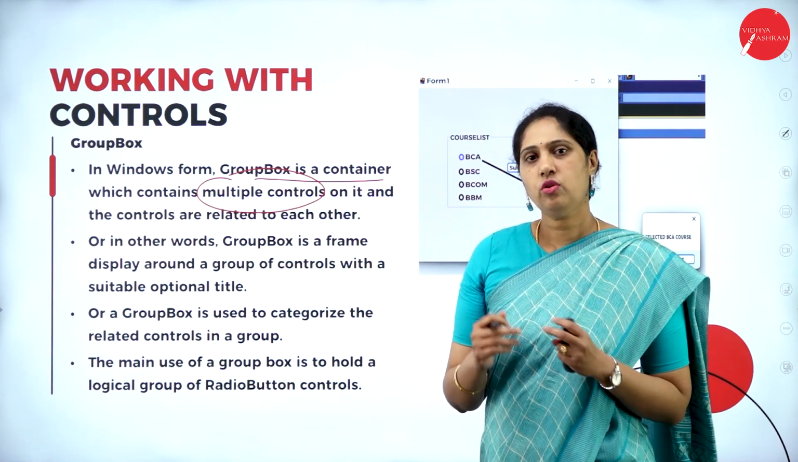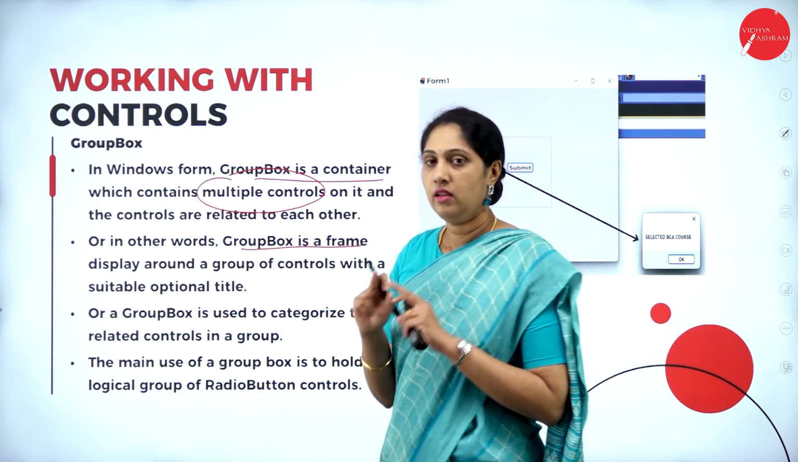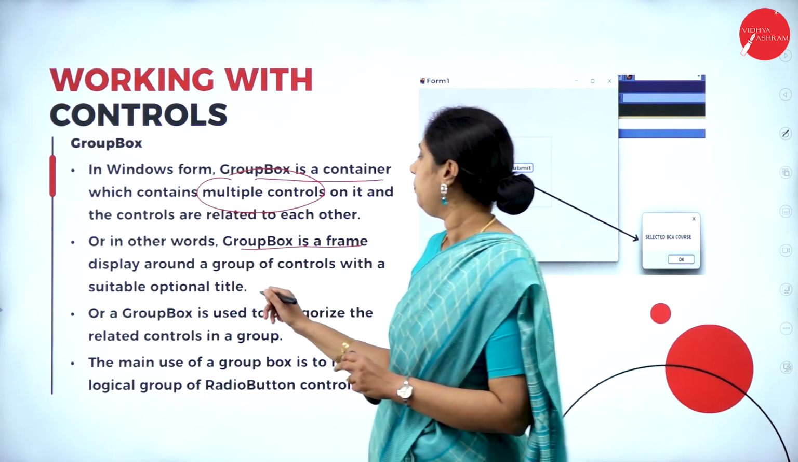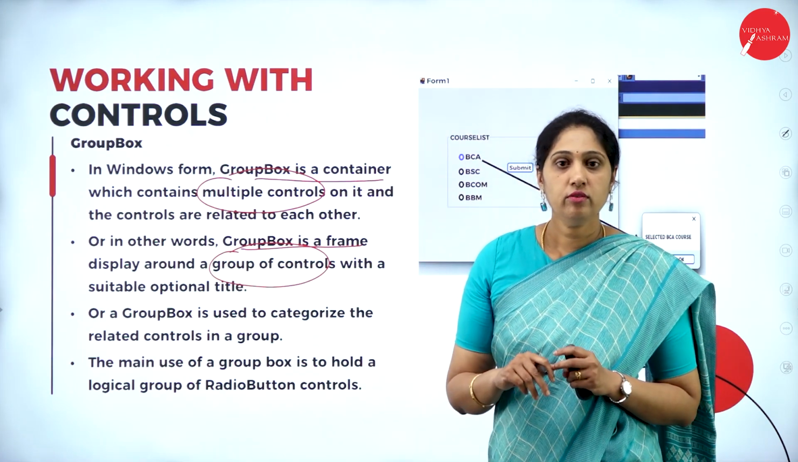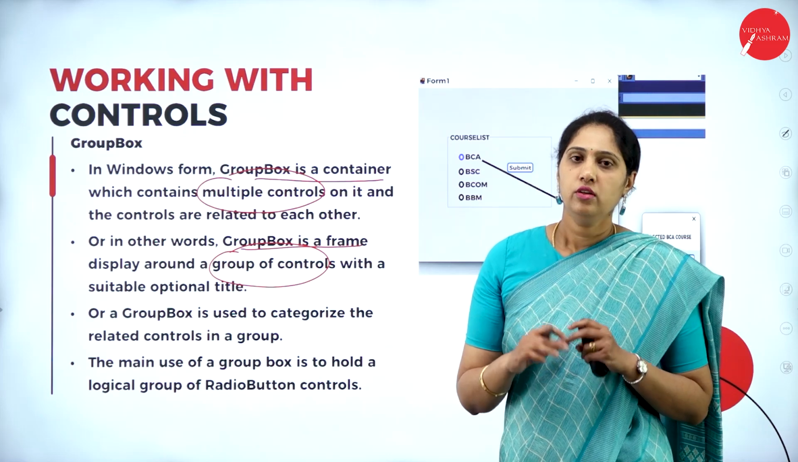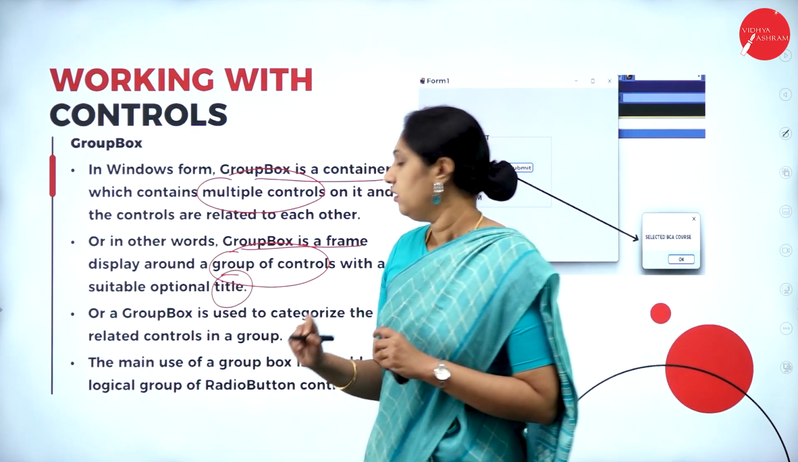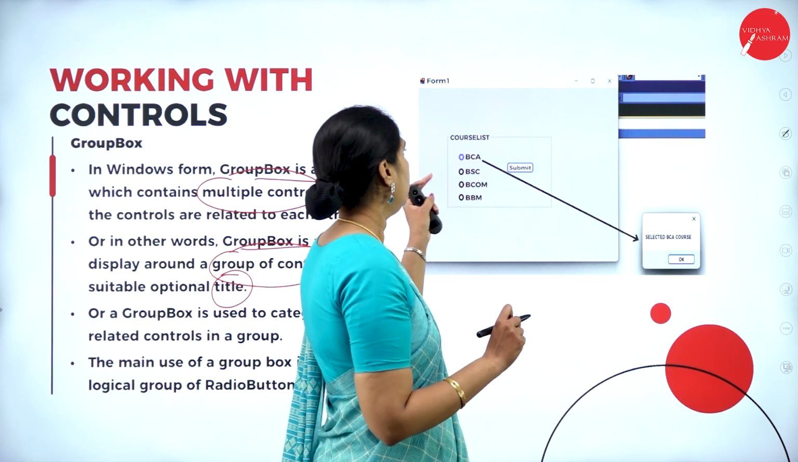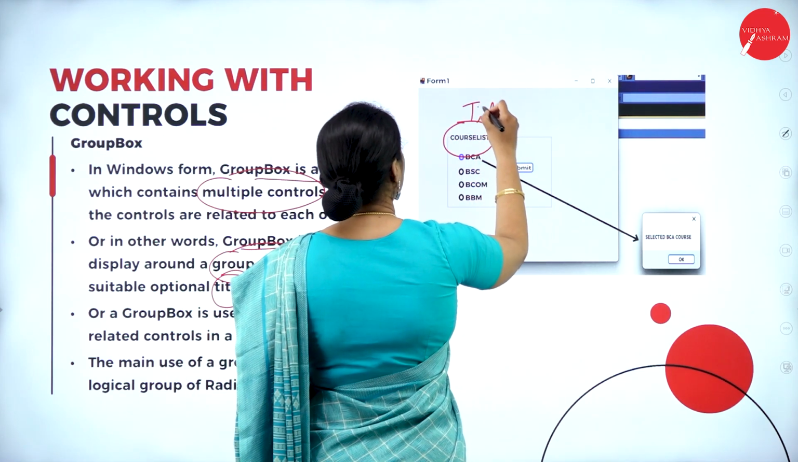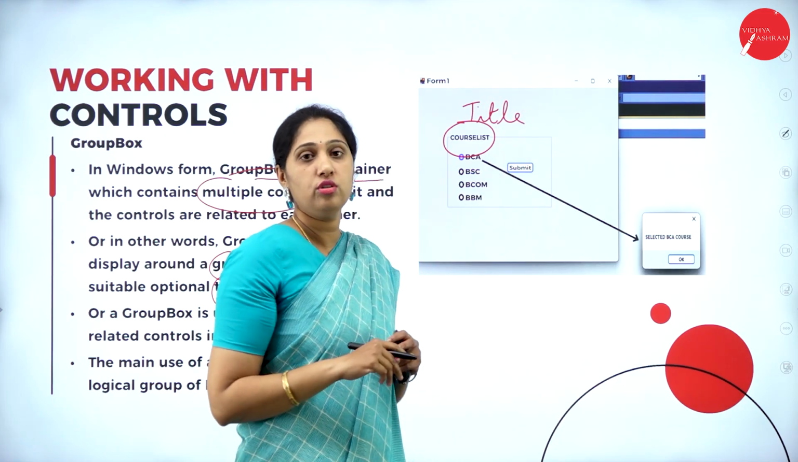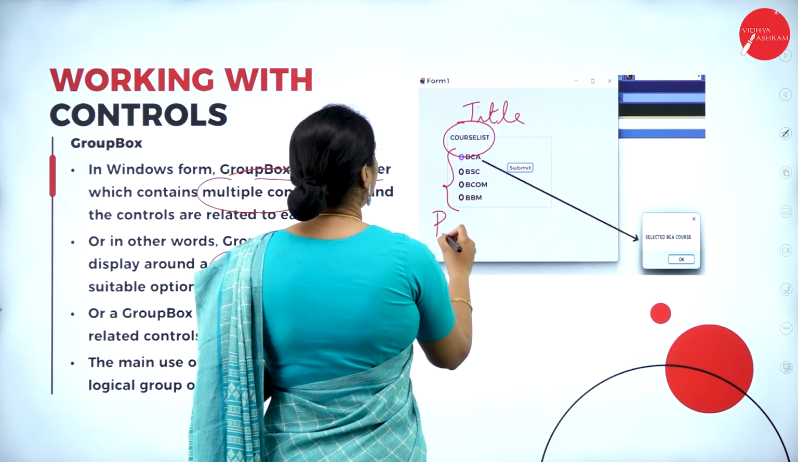So in other words, what is the other definition for group box? It is a frame. A frame that is displayed around a group of controls, with a suitable optional title. You can give a title for a group box. So how is it used? See here, it is this title. What title have we given? We have given the course list. And what are these controls? It is nothing but radio buttons.